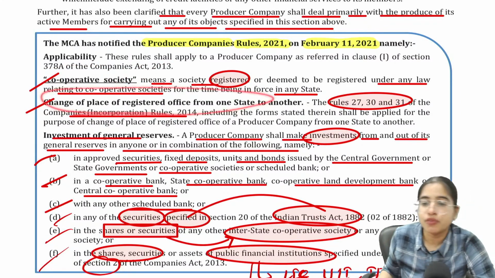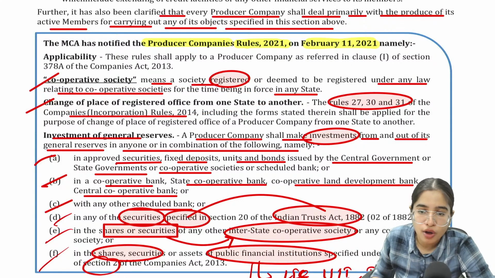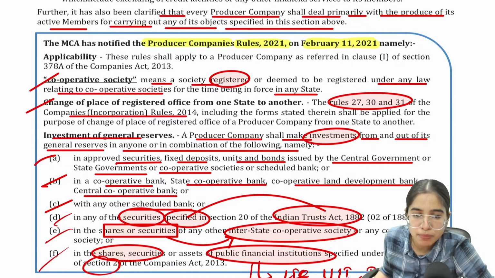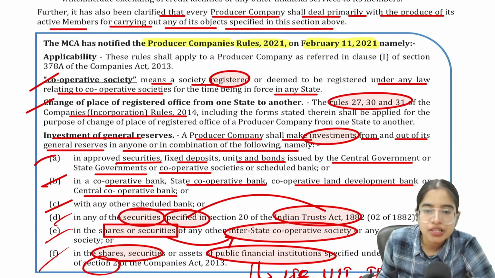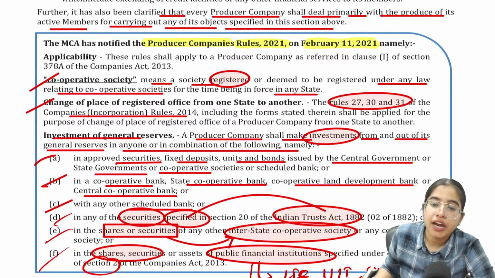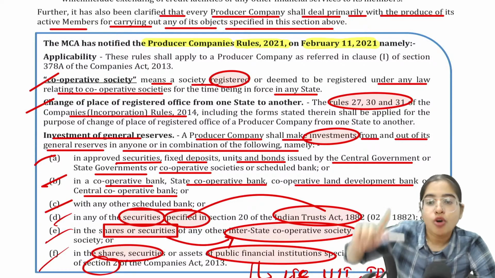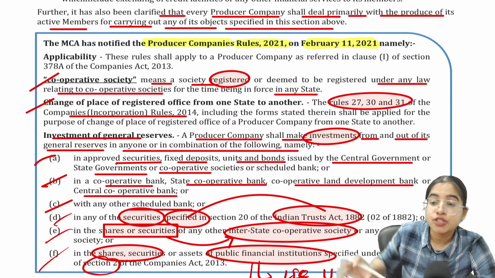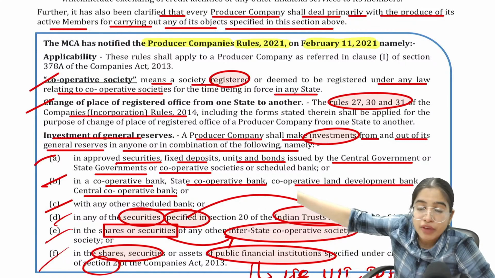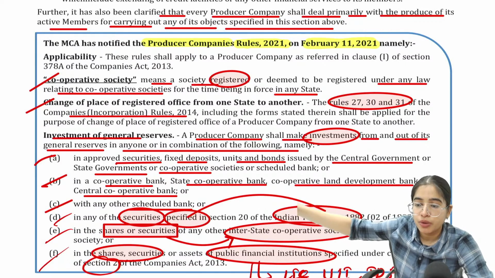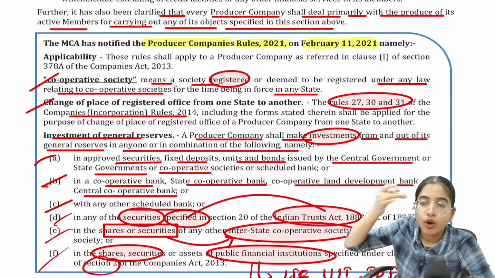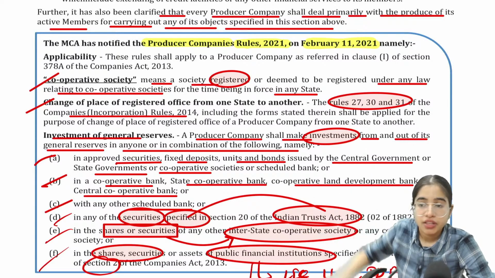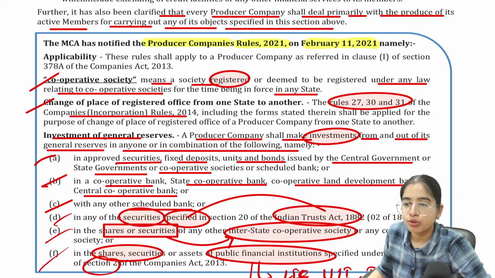Next is change of registered office. If you want to change the registered office of the producer company from one state to another, let's say I want to change the registered office of a producer company from Chhattisgarh to Karnataka, then for that we have to follow the normal process for an ordinary company. Remember, we studied the process of shifting of registered office from one state to another in our chapter alteration of MOA. There we studied the procedure, so you have to follow that again here.